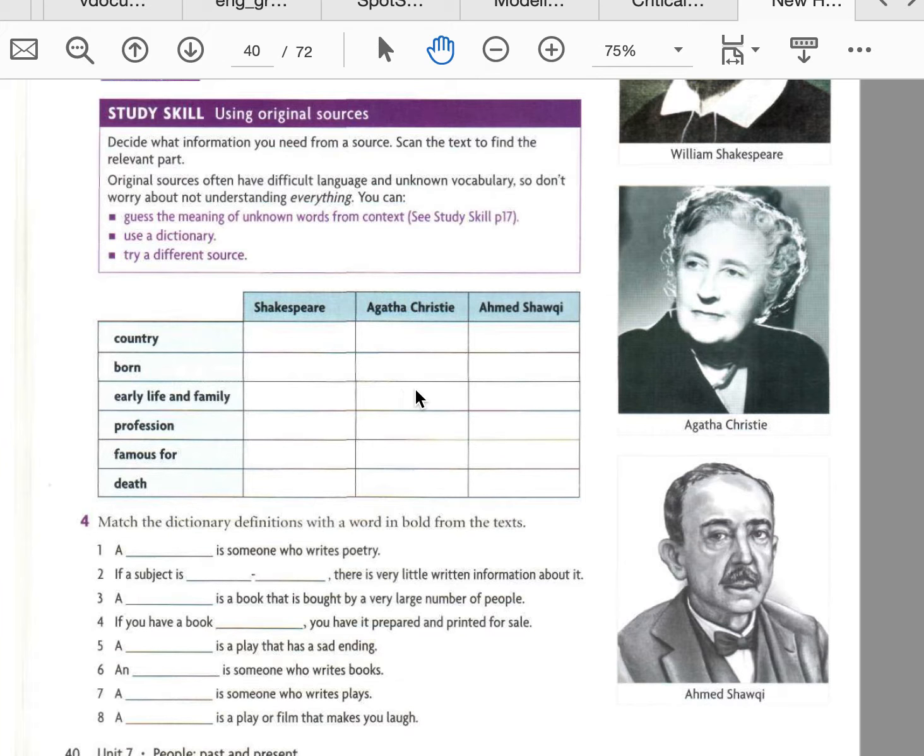Early life and her family. Her father died when she was young, and she was educated at home. At 16, she went to Paris, where she studied singing and piano. In 1930, she married Max Mallowan. Profession: she is a novelist and author.